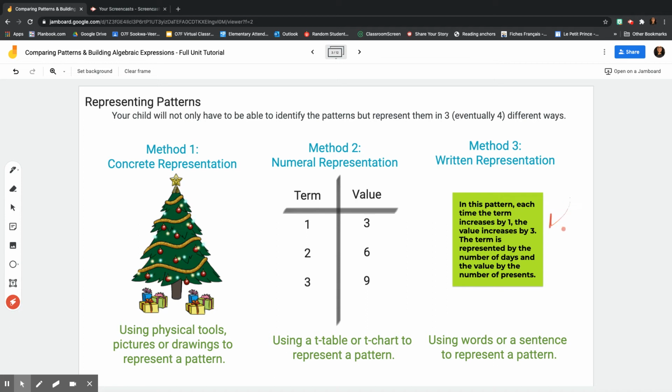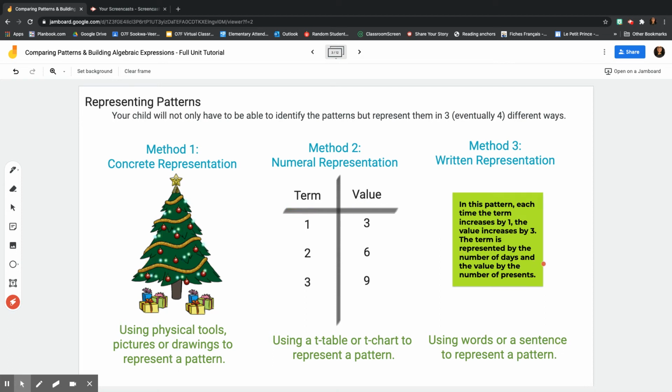Here, we're looking at your child's ability to communicate using mathematical words or communicate mathematical concepts using words. So here we're saying in this pattern, each time the term increases by 1, the value increases by 3. The term is represented by the number of days, so term is number of days, and the value is represented by the number of presents.